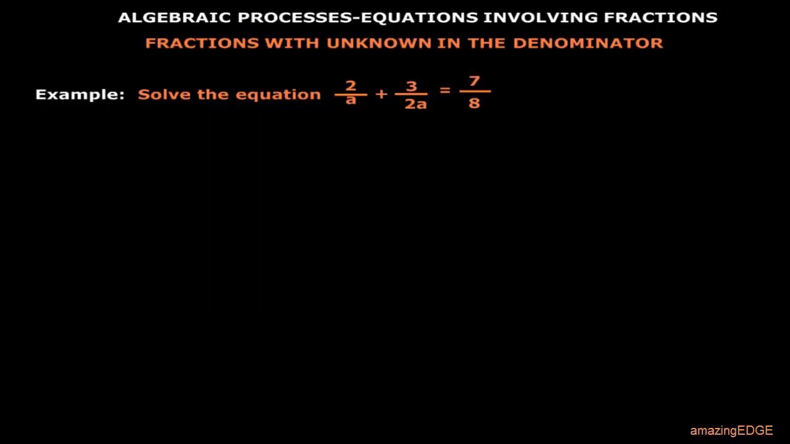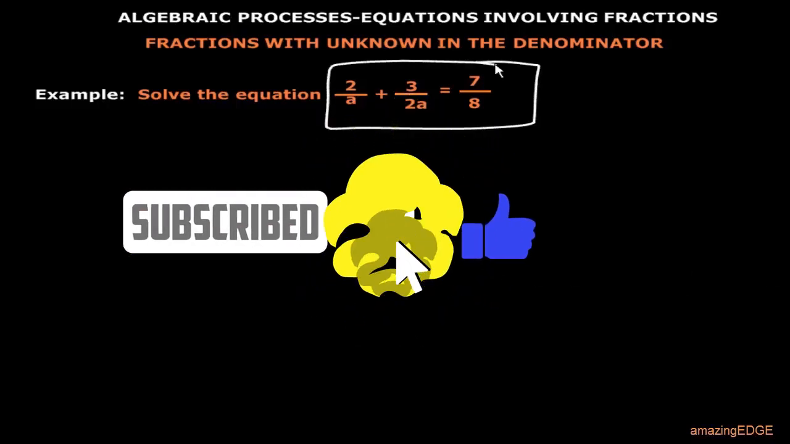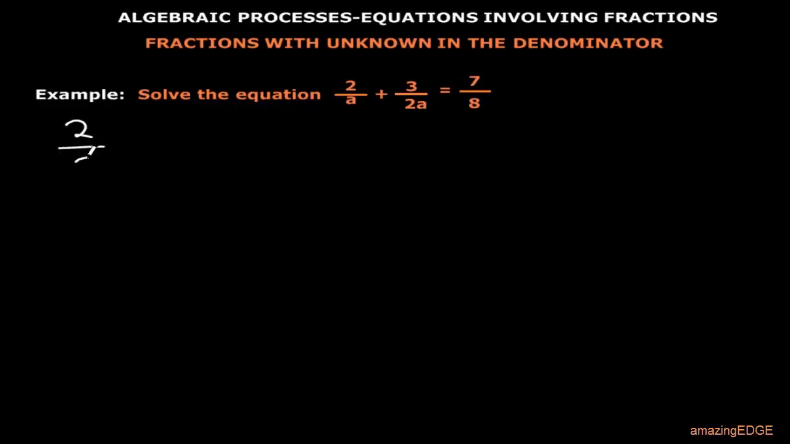We have an interesting example here. We are to solve the equation. So this is the equation we are solving: 2 over a plus 3 over 2a equals 7 over 8. Solving this equation is simply to find the value of a. That's what we are looking for.